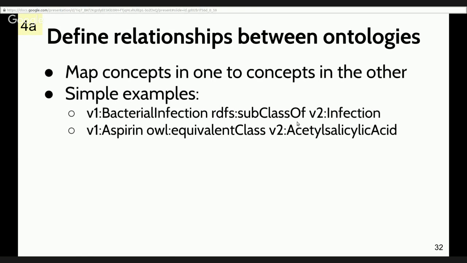So the first part of doing this is to define the relationships between ontologies. And what that means is mapping the concepts in one to corresponding concepts in the other. So a simple example of this would be to say that in vocabulary 1, the bacterial infection concept might be a subclass of a broader concept, an infection concept in vocabulary 2. And so you could express that in RDF by a statement like this, using the RDFS subclass property. Or you might say that a concept of aspirin in one vocabulary is equivalent to the concept of acetylsalicylic acid in another vocabulary, that they're really, in essence, the same kind of thing.